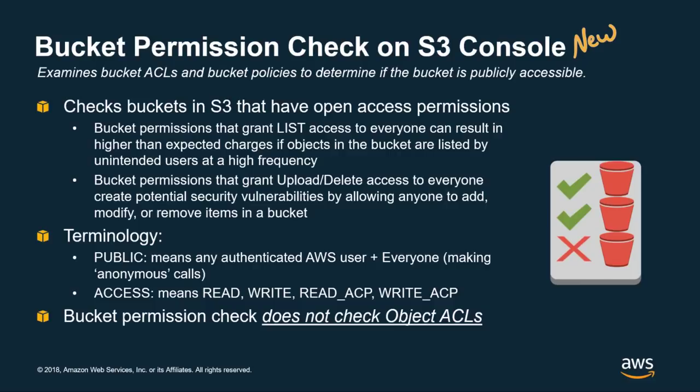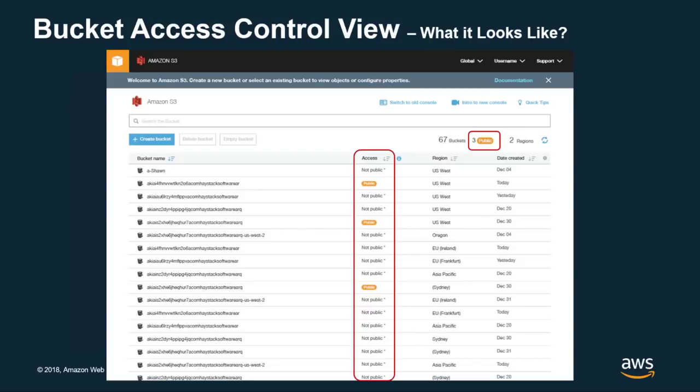What bucket permissions don't check for today is object ACLs themselves. So it doesn't check the individual objects, it just checks the overall bucket level policies. And so what you get with this, if you go into your console, is this new access column, which you can quickly and easily see buckets that are not public and buckets that are public. And then across the top, you get a flag of how many of your total number of buckets have public access vulnerabilities. And you can then start to drill down.